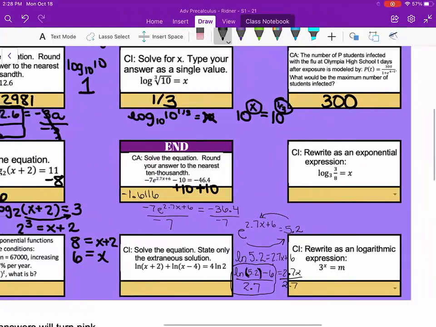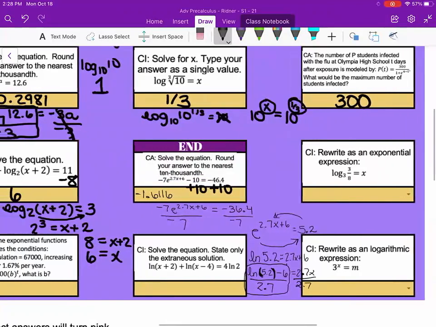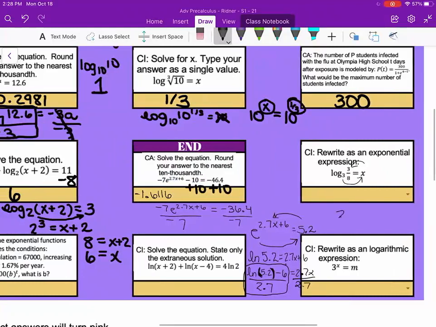We are going to rewrite as an exponential. So 3 to the x power equals 3 to the 8th, or sorry, 3/8. I don't remember which answer that is in the multiple choice there, but you can select that one.